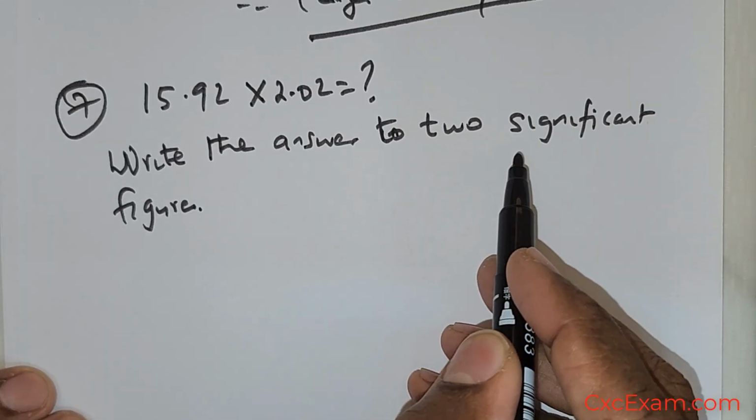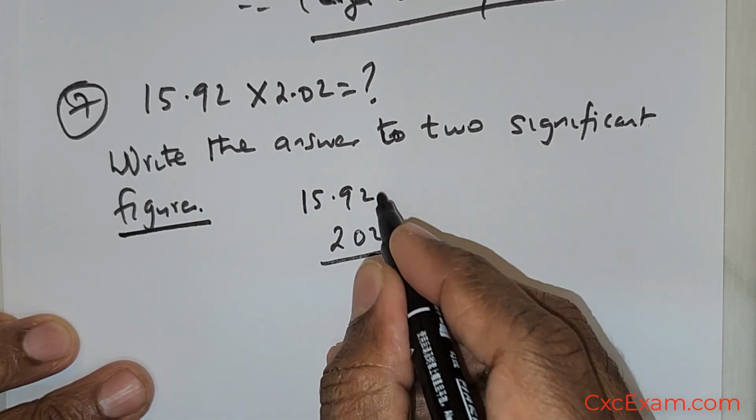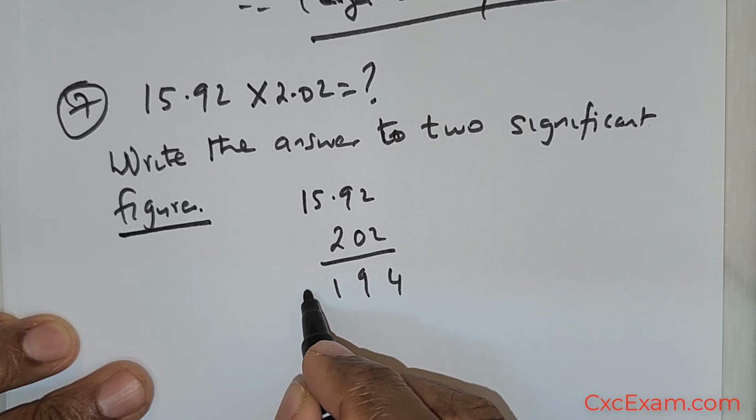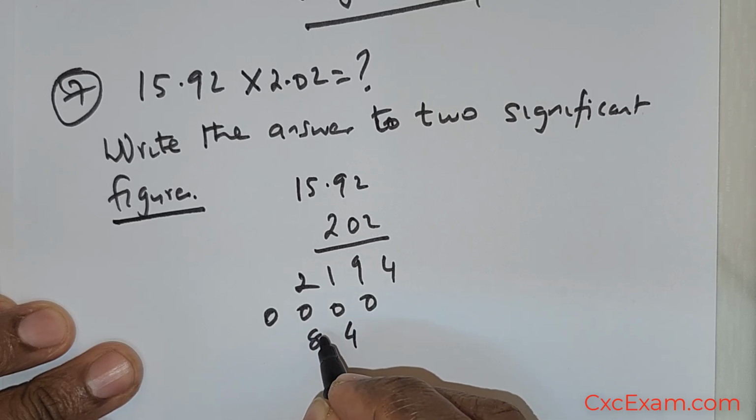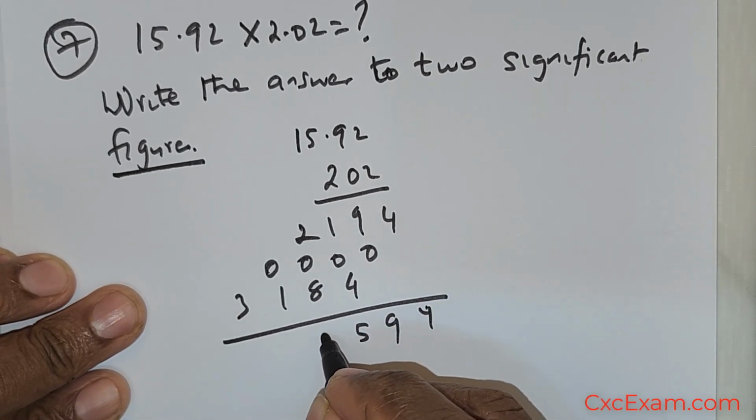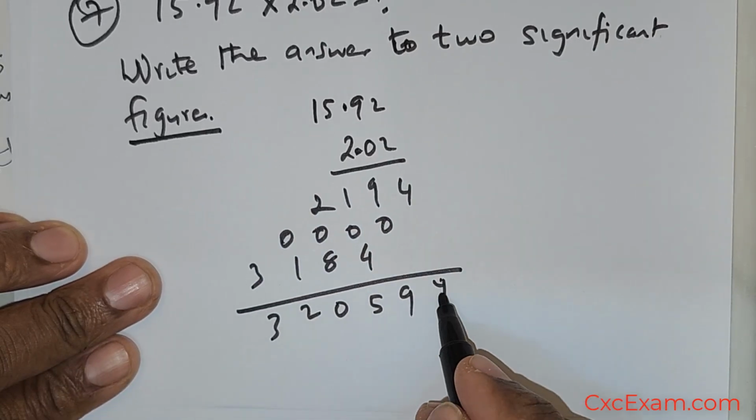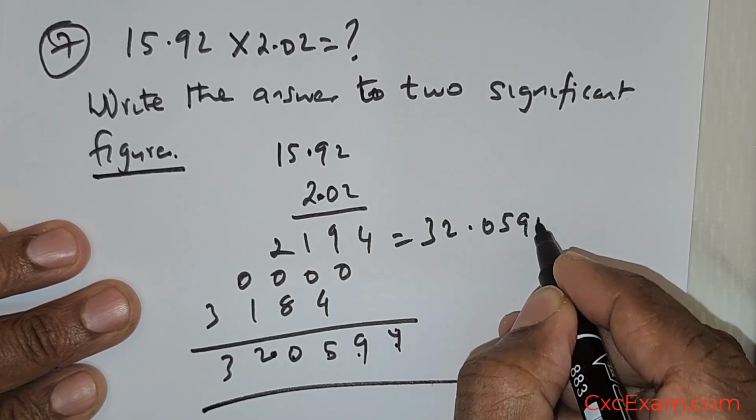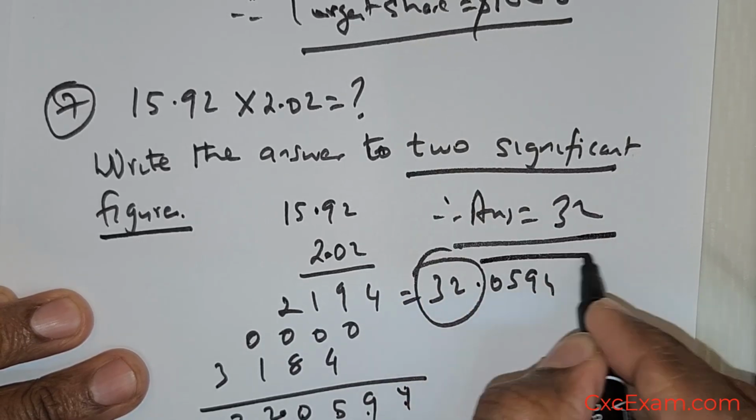Now we are expected to write the answer to 2 significant figures. So you multiply, carrying the digits: 2 twos are 4, 2 ones are 2, 3. Add them. After the decimal you have 2 digits, and after the decimal you have 2 digits, 1, 2, 3, 4. So you have 32.0594, but they are asking for two significant figures, so the answer is 32.